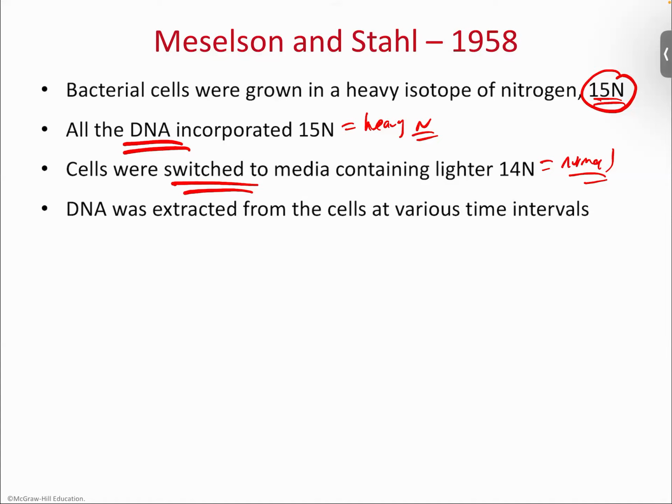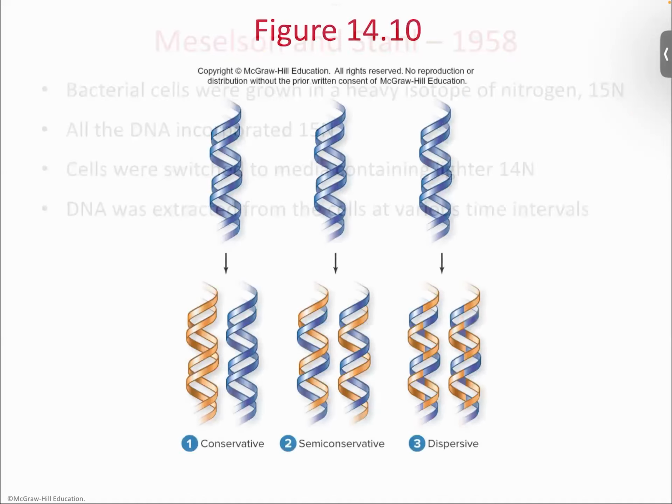So now here you have bacteria that have been making their DNA with heavy nitrogen this entire time. And now you switch them to a light nitrogen source, the normal nitrogen. And then you're going to analyze your results. So what did they do? Here's what they basically said.